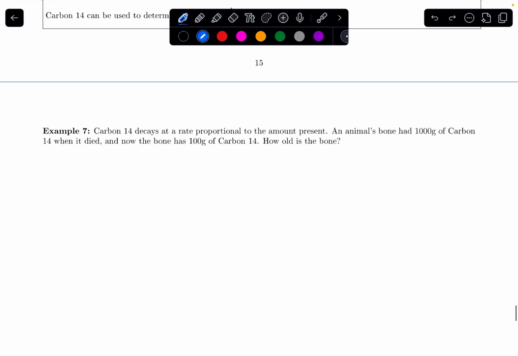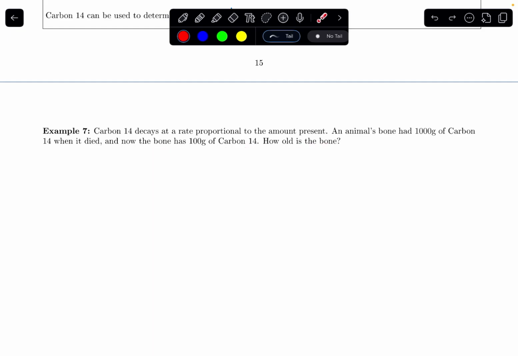The example says that carbon-14 decays at a rate that's proportional to the amount that is present. An animal's bone had 1,000 grams of carbon-14 when it died, and now the bone has 100 grams of carbon-14. How old is the bone?